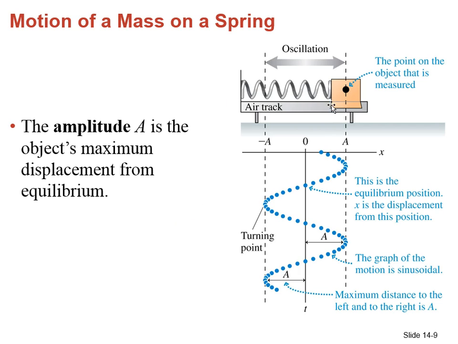Here is just a slightly different graph of a mass moving back and forth, left and right. In this case, the amplitude would be, as always, the distance from the baseline to the maximum displacement to the right, or the maximum displacement to the left. You've got turning points here and there.